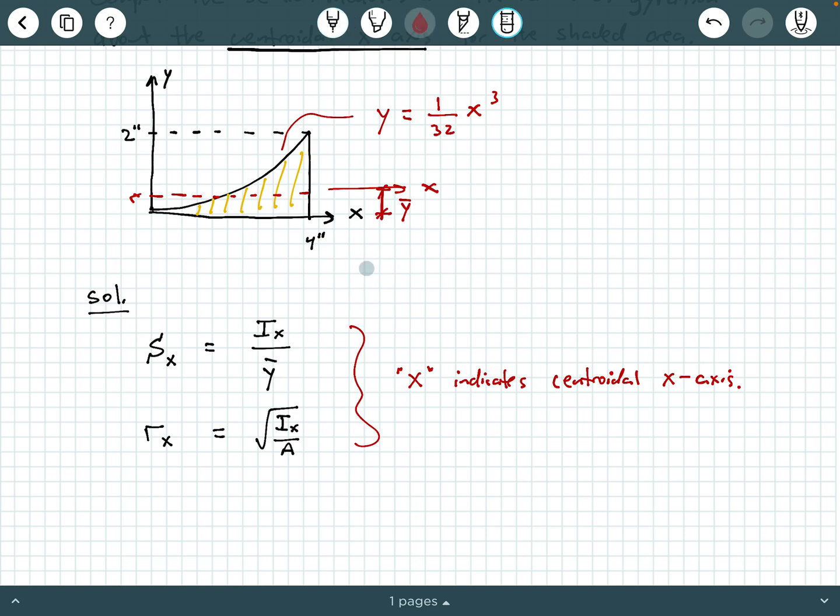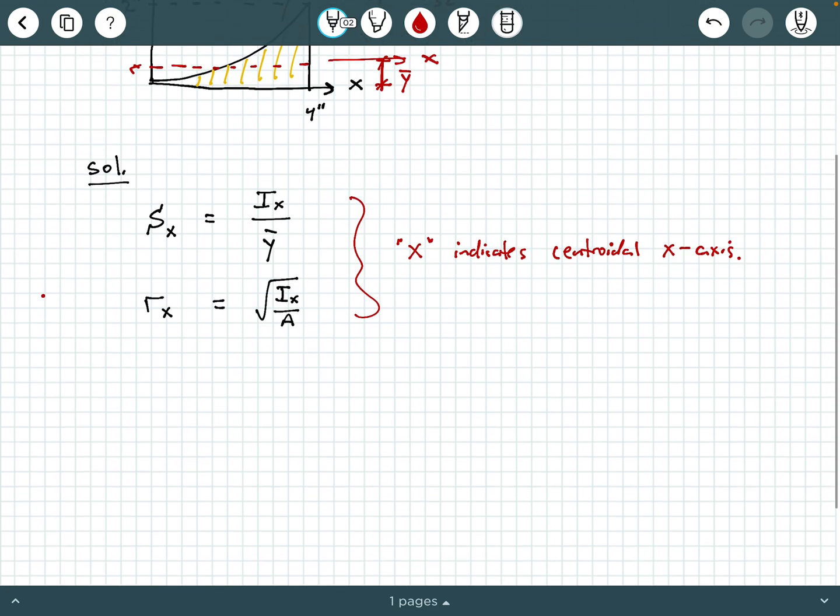If you just look at the two governing equations we have for section modulus and radius of gyration, we need to get y bar in there. So there are really three components we need to solve for what we are being asked. We need I sub x, which shows up in both formulas. We need y bar, and then we need the shaded area itself. Let's start with something straightforward and get the shaded area.